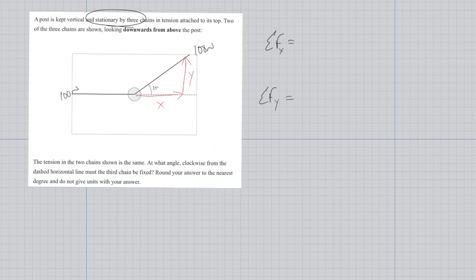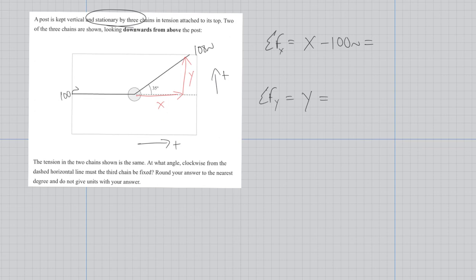So we're going to break the chain on the right into its x component and its y component. So the sum of the forces, and we'll say that to the right and up is the positive direction. In the x direction, we have the x component of the force minus 100 newtons, and we'll find out what that is. In the y direction, we simply have the y component of my force. So if I look at this triangle here, this is my adjacent side, this is my opposite side, and we know the hypotenuse is going to be 100.